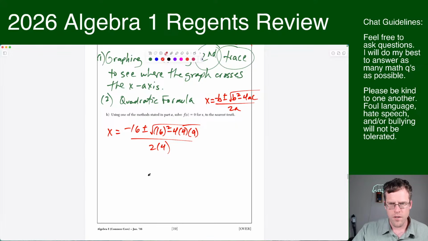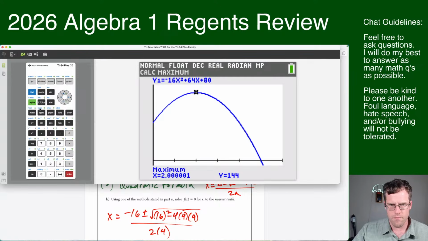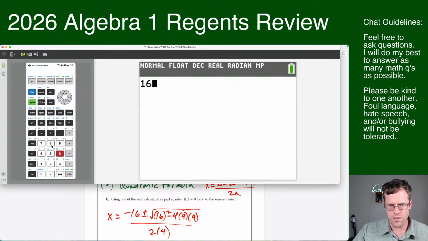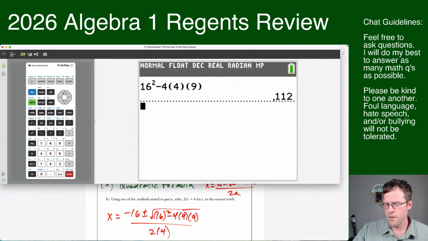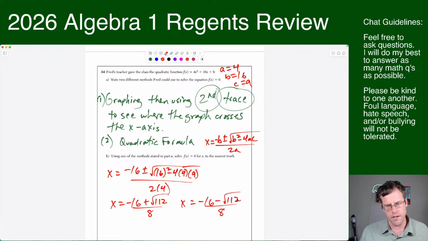Okay, and then here, if you want to show some in-between work, you can. But let's see, 16 squared, the inside, minus 4 times 4 times 9, that makes 112. So I could say x equals negative 16 plus square root of 112 over 8, and x equals negative 16 minus square root of 112 over 8. What this means is plus or minus means you have two answers. First you could do plus the radical and then minus the radical.